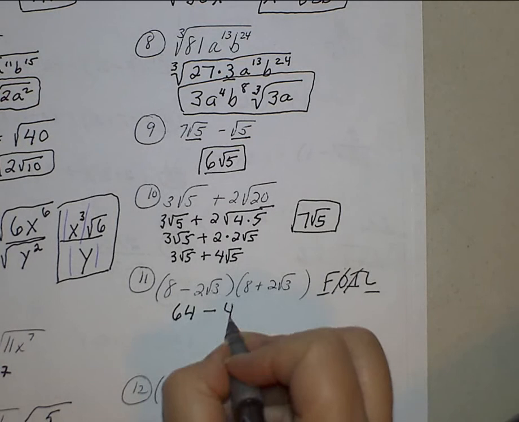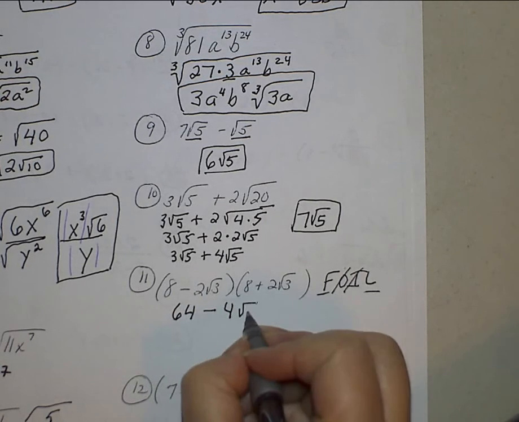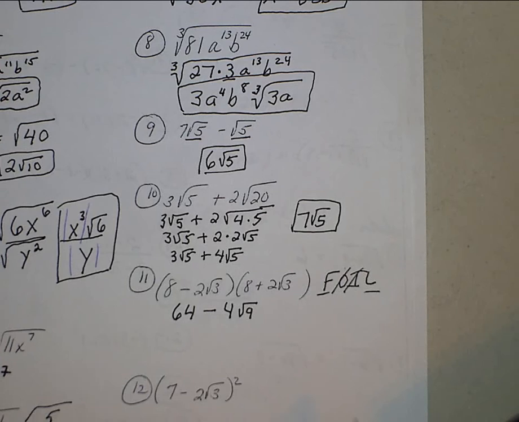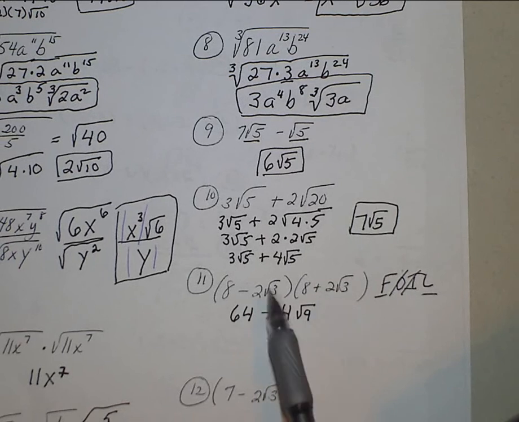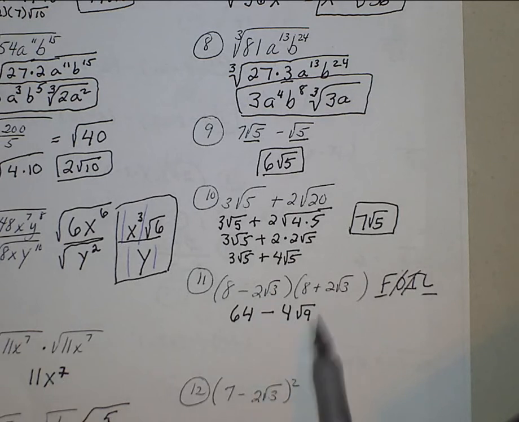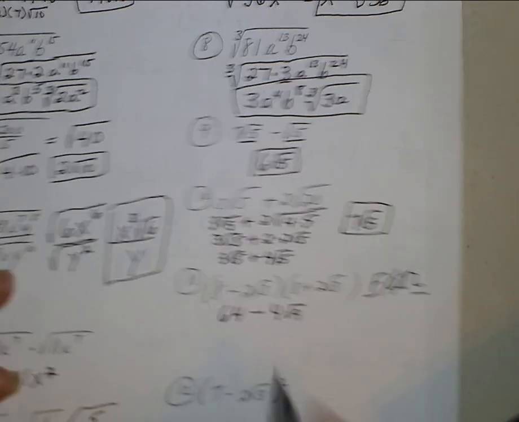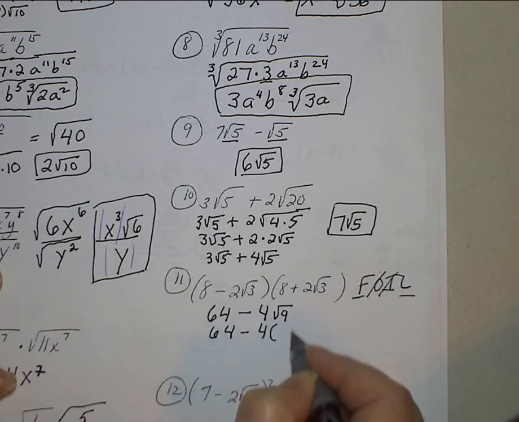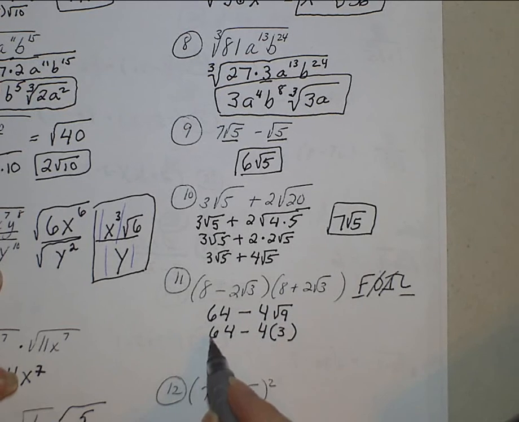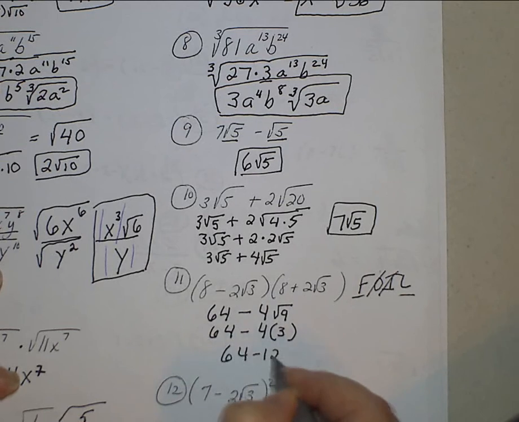Square root of 3 times square root of 3 is the square root of 9. Now, just like over on 5, I could have said, because the square root of 3 and the square root of 3 is the same, I knew that the answer is going to be 3. But I decided to do the square root of 9 so that we can break it down more. So 64 minus 4 times square root of 9 is 3. So in your calculator, go 64 minus 12, and you should get 52.